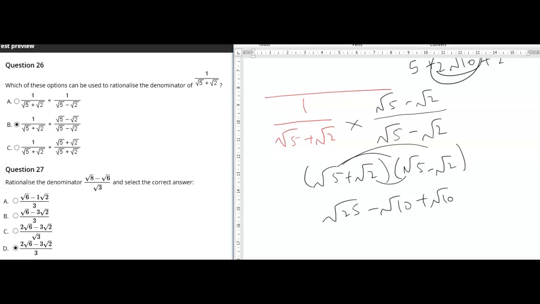Root 2 times root 2, okay, so there's a negative sign there, is root 4. Square root of 25 is 5. Root 10 plus root 10, they cancel each other out. And then we've got minus root 4, which is just 2. So you can see there that on our denominator, we now have the number 3, which you didn't have to do. You only had to do the start of it.